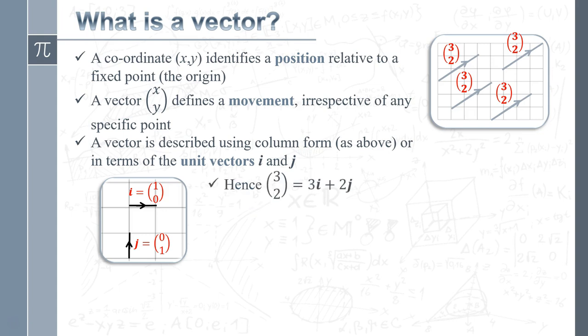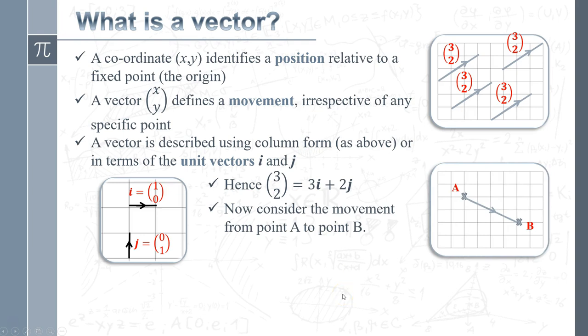What that means is if we've got a vector (3, 2), that's essentially 3 lots of i plus 2 lots of j. So this column notation is exactly the same as this notation here. Two ways of describing exactly the same thing, and sometimes you'll be working with column vectors, and sometimes it's easier to work with the unit vector notation.